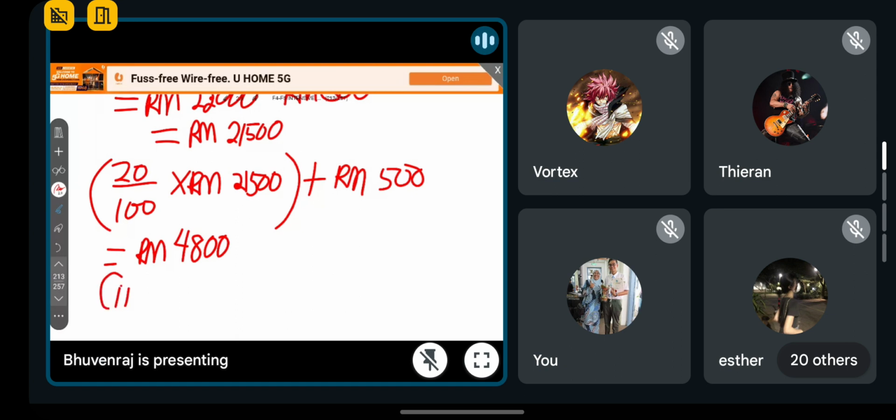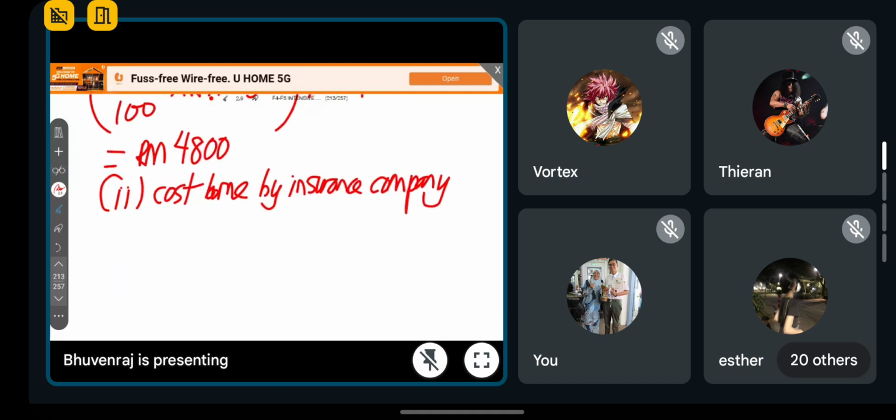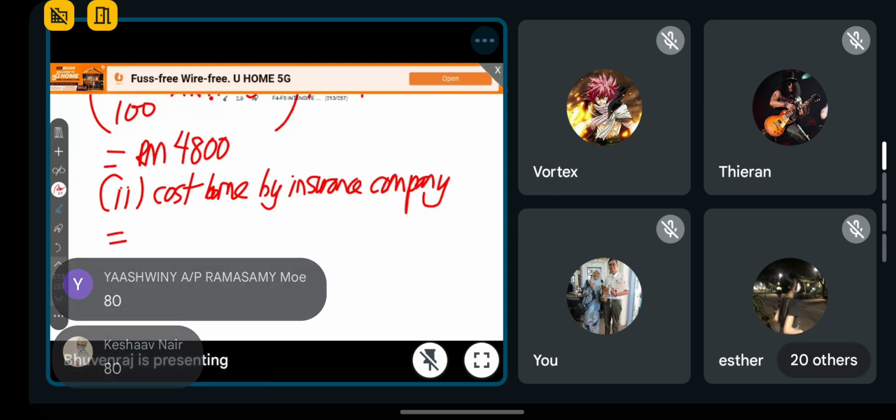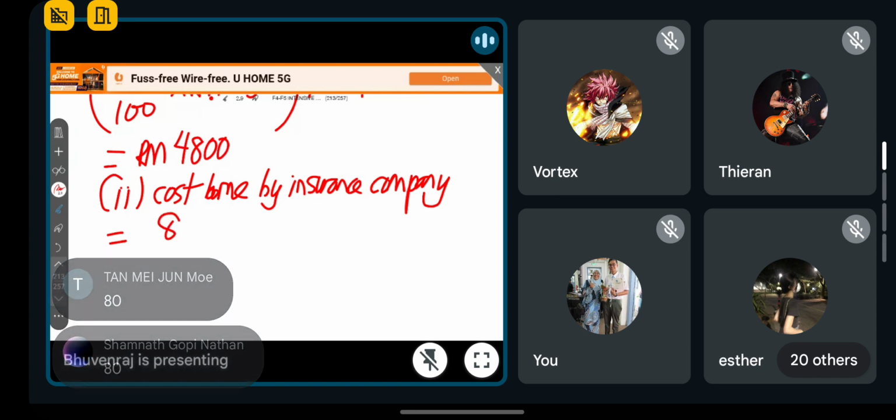Okay, for the next part, mereka akan suruh tanya cost borne by insurance company. Mereka akan suruh kamu cari kos yang akan dibayar oleh syarikat insurans tu tersendiri. So how to count guys? Macam mana nak dapat yang ni? Percentage mana saya perlu ambil? Which percentage should I take? Yes, this time is 80, the higher value.